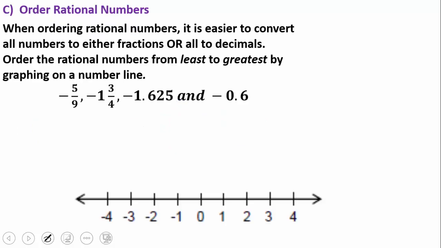Continuing right along, once again, we said we were going to be able to order them. And so when we're ordering rational numbers, you need to know it's easiest to convert them either all to decimals or all to fractions.